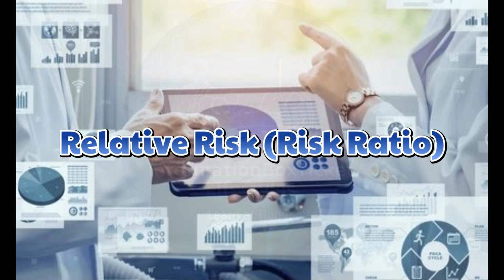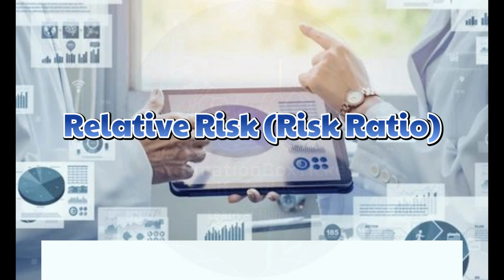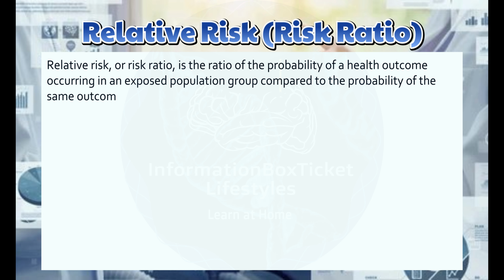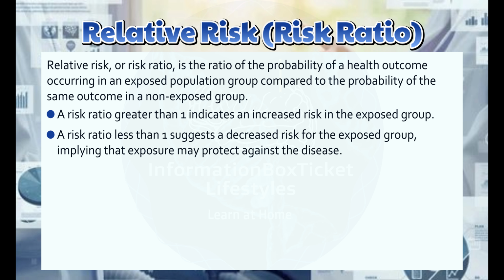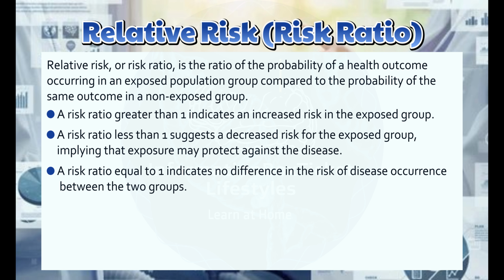Relative risk or risk ratio. Relative risk or risk ratio is the ratio of the probability of a health outcome occurring in an exposed population group compared to the probability of the same outcome in a non-exposed group. A risk ratio greater than 1 indicates an increased risk in the exposed group. A risk ratio less than 1 suggests a decreased risk for the exposed group, implying that exposure may protect against the disease. A risk ratio equal to 1 indicates no difference in the risk of disease occurrence between the two groups.